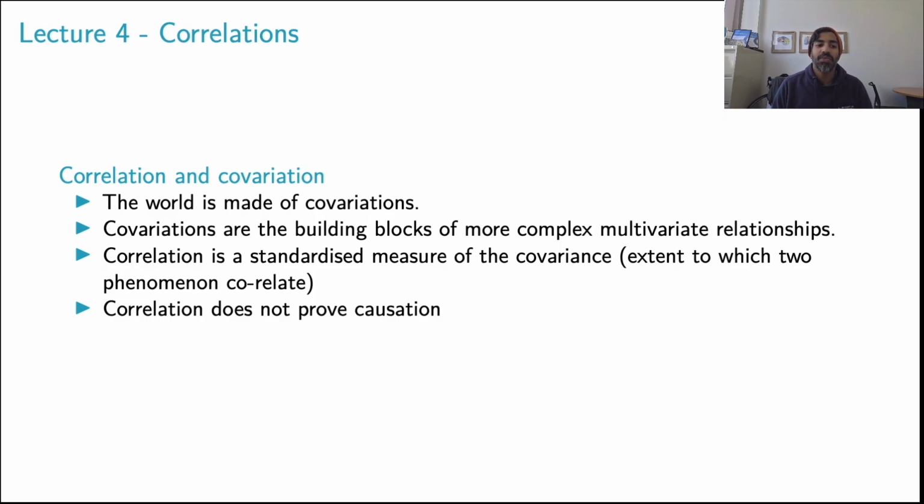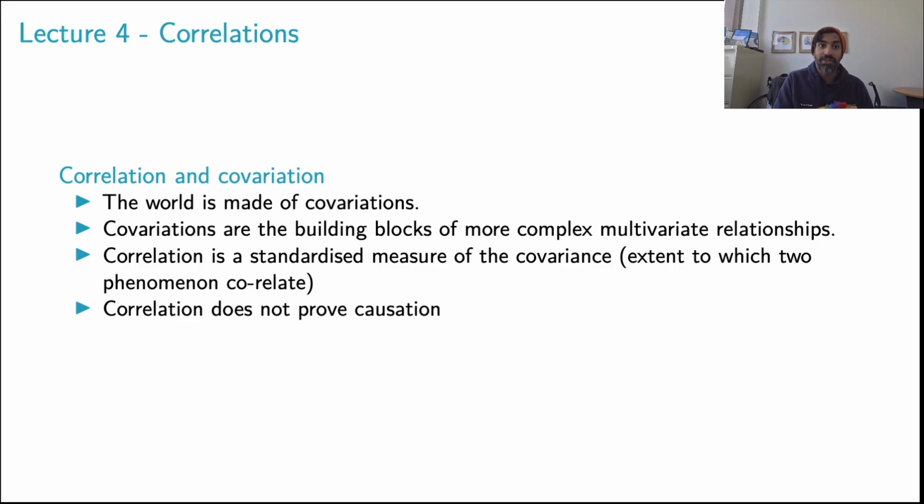And we said, well, the challenge with covariation is that both of the measures have to be on the same scale. But we're able to address this challenge by using correlation, which is the standardized measure of the covariance. So it's the extent to which two phenomena correlate, and it allows us to look at variables that aren't necessarily on the same measurement scale. So then we can start saying, well, what is the relationship between height and weight? And then you can get a sense of the relationships that are there.